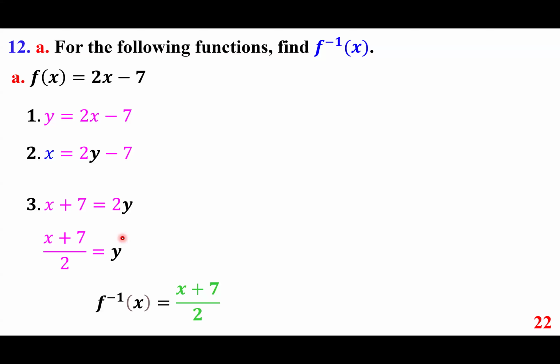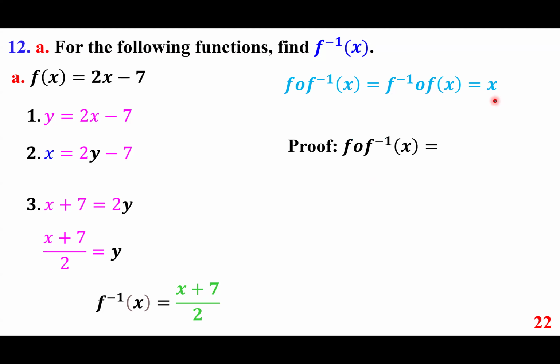Now, what do we know about two functions that are inverses of each other? Their composite function is x. f of f inverse of x equals f inverse of f of x equals x. So we are going to prove one of them, and by the way, one of them is enough. It's going to give us x, but I highly recommend you do the other one. In other words, I'm going to go over f of f inverse of x. For practice, you want to show f inverse of f of x is also x.